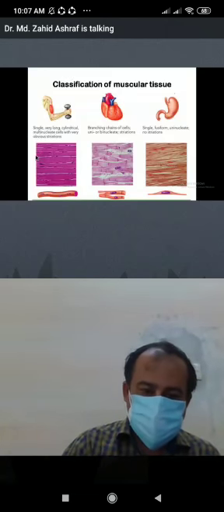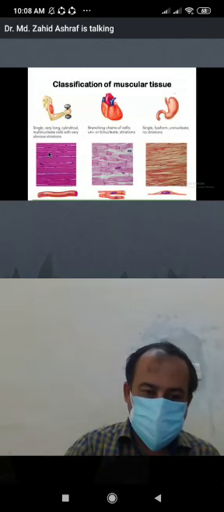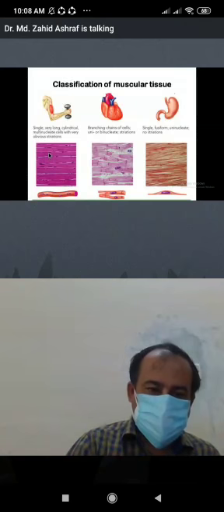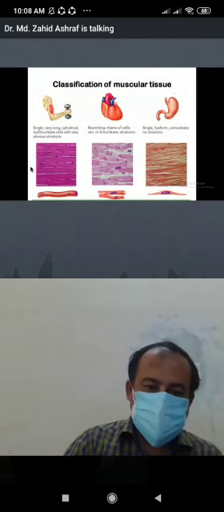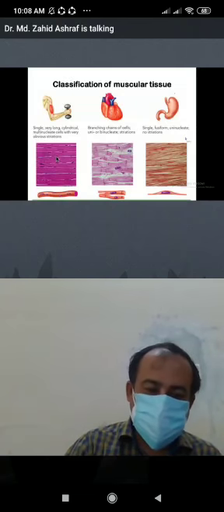This is a skeletal muscle, so this is a single muscle fiber, and this is another single muscle fiber. A skeletal muscle is formed by single muscle fibers, and each fiber contains nuclei. These nuclei are present peripherally, and there are multiple nuclei in a cell. So a skeletal muscle fiber is cylindrical, longitudinally placed. They have multiple nuclei, usually present peripherally.